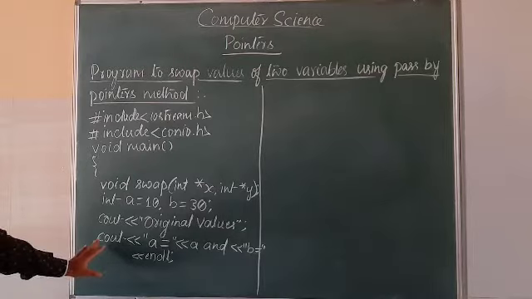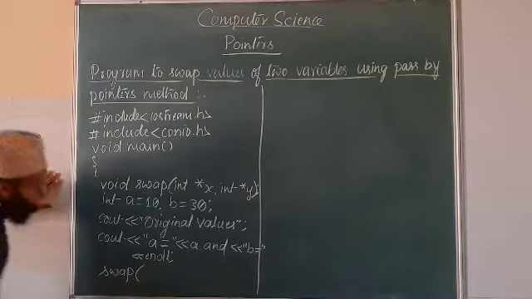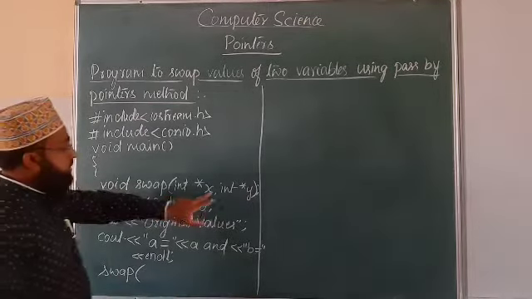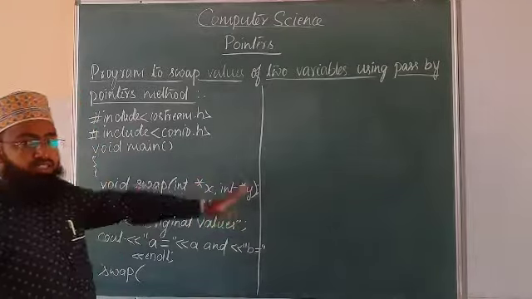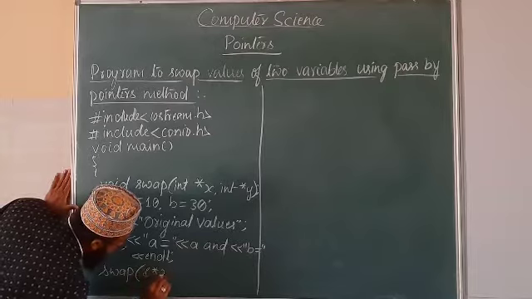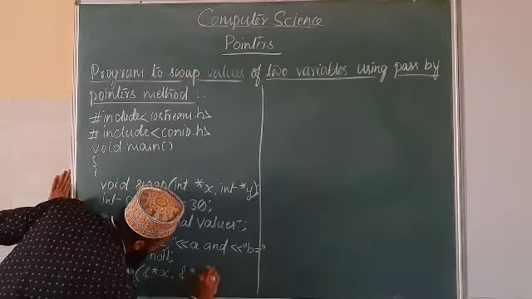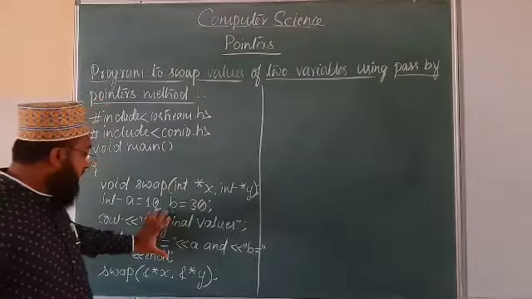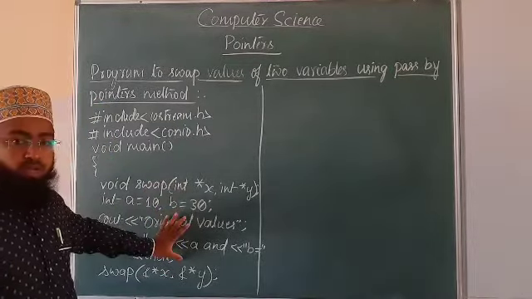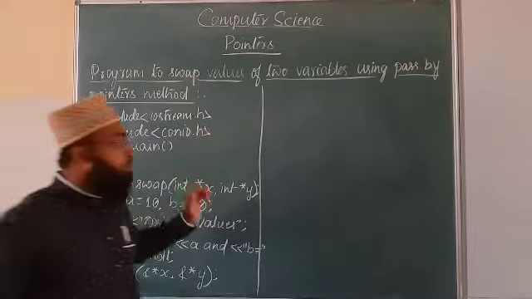Now we need to swap values. Swap. Two values we need to swap, X and Y. The value of X is swapped with the value of Y, and ampersand X is swapped with ampersand Y. Then semicolon. Here values are swapped. After swapping, we need to print the swapped values here.